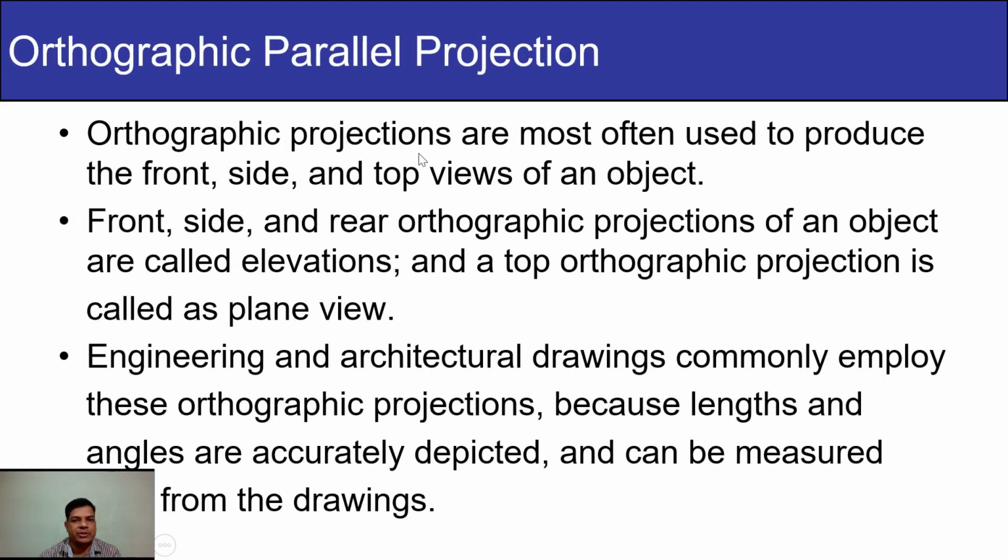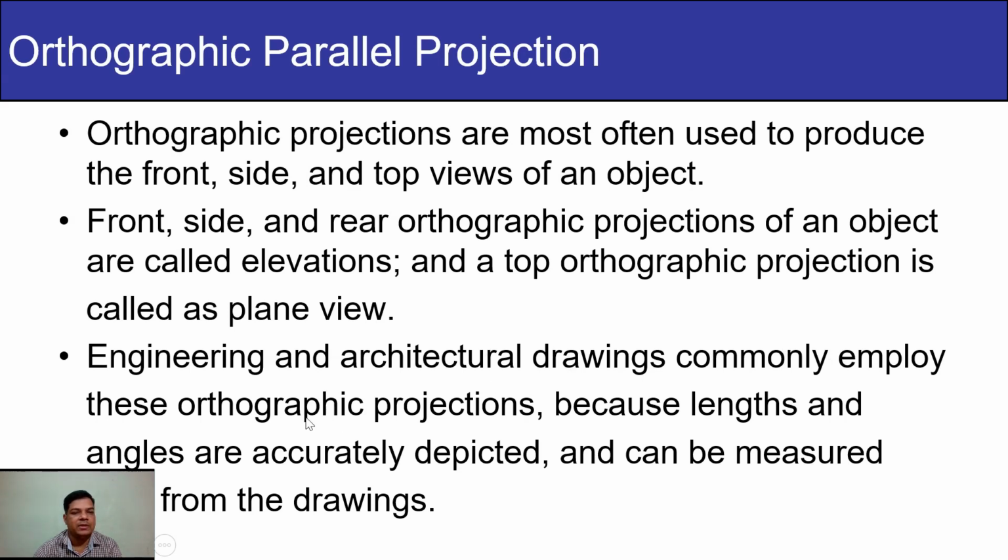Now, orthographic projections are most often used to produce front, side, and top views of an object. By making use of orthographic parallel projections, we are able to produce pictures and see the front, side, and top views of an object. Front, side, and rear orthographic projections of an object are called elevations, and a top orthographic projection is called a plan view.